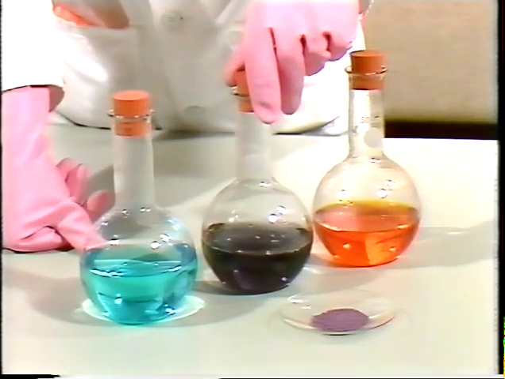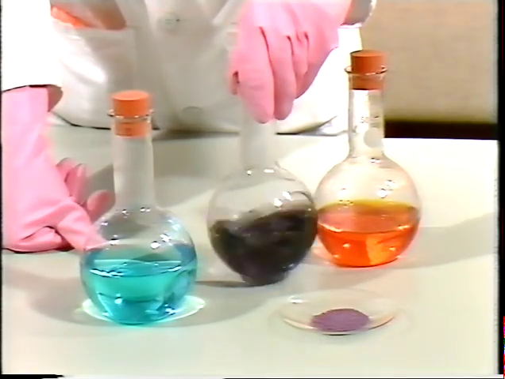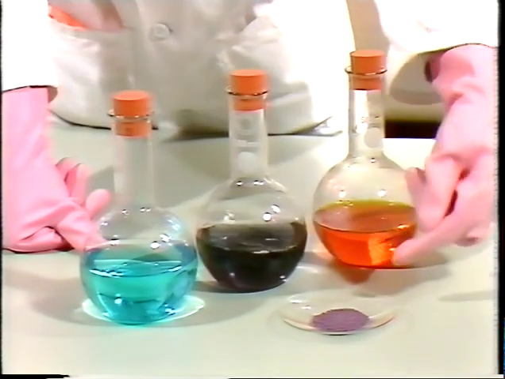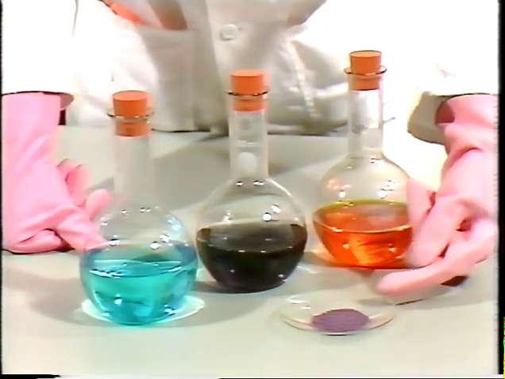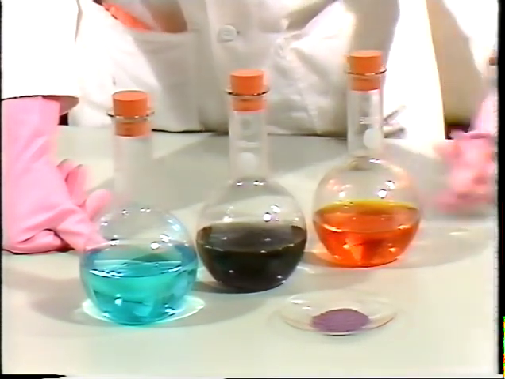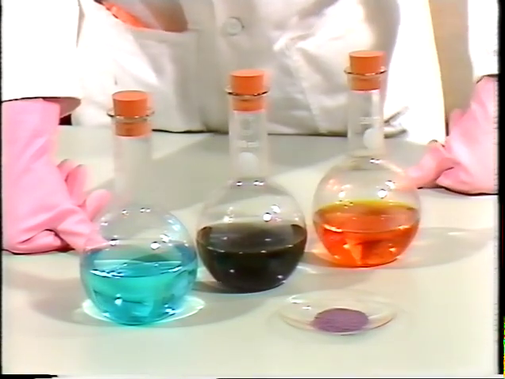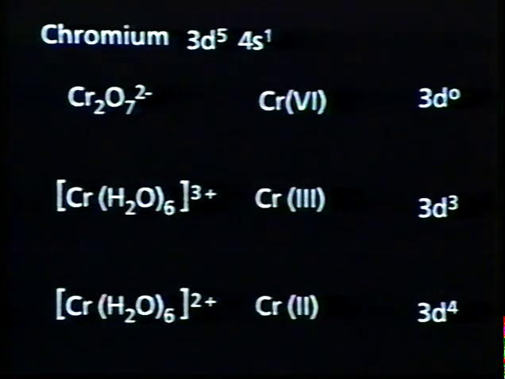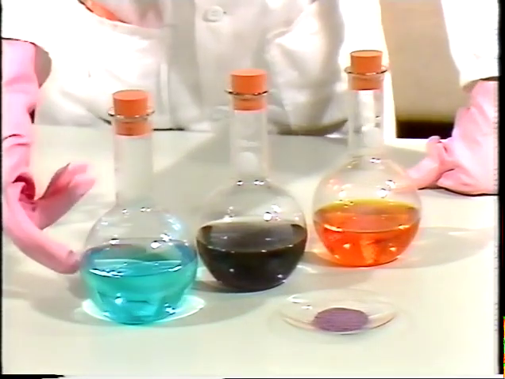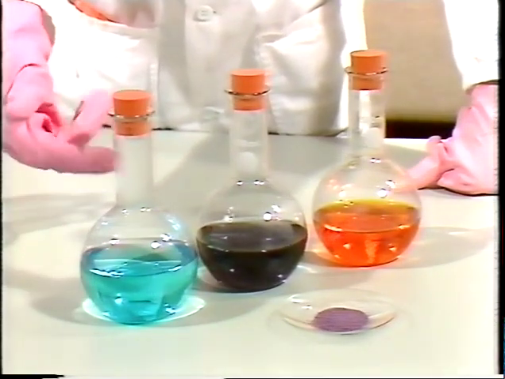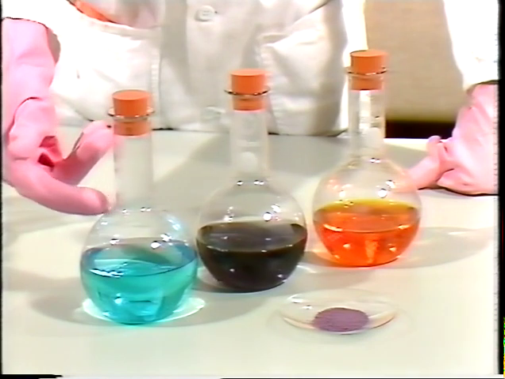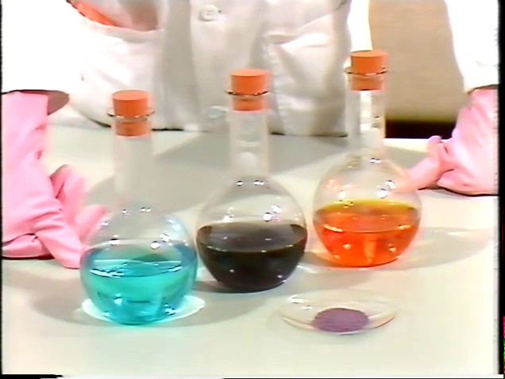Chromium 3+ (aq) contains the hexaaqua chromium 3+ ion, and you'll notice that's not green, but it's ruby coloured, the same as in hydrated chromium(III) sulfate or chrome alum. And chromium 2+ is stored under hydrogen because it's very easily oxidized in air, and this is the blue solution, the blue chromium(II) aqua ion.